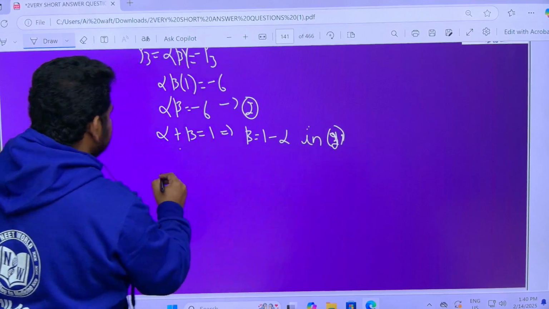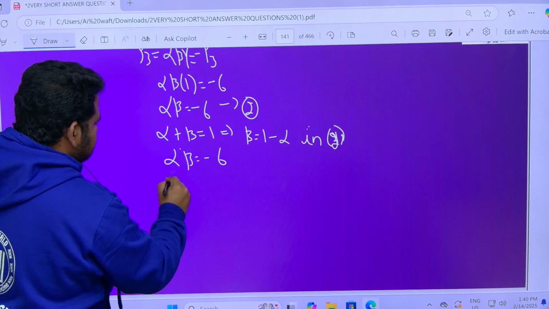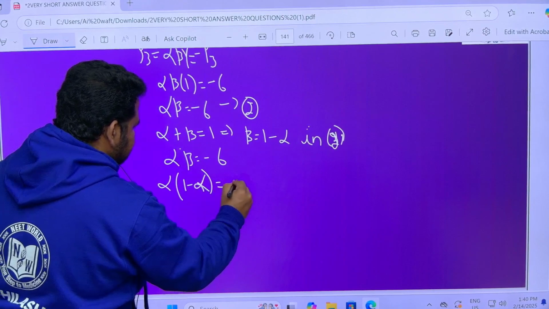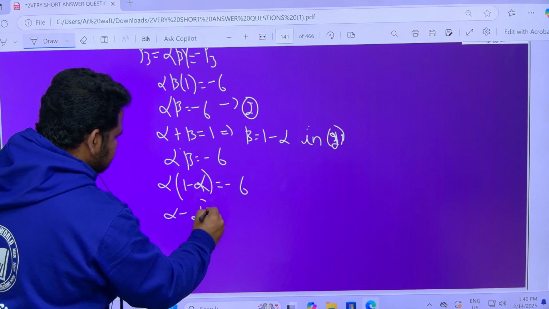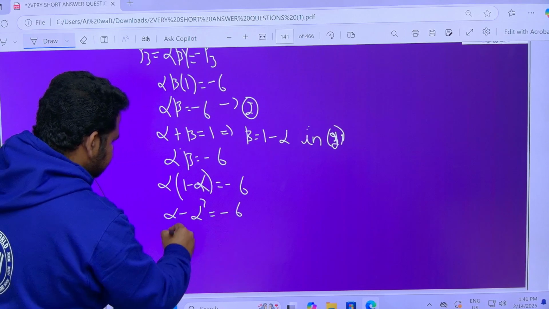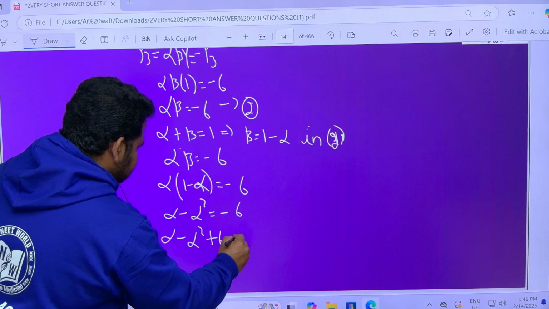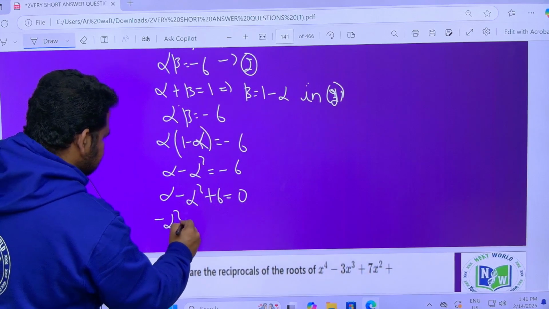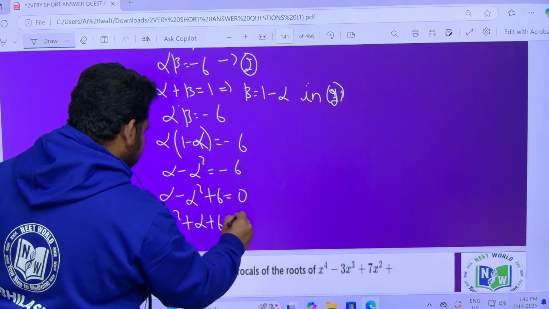So this will become, friends, alpha beta, which we have as minus 6. Alpha is alpha only, and beta is 1 minus alpha, so that is equal to minus 6. If I multiply, alpha into 1 is alpha, alpha into alpha is alpha square, equal to minus 6. If I bring it to this side, alpha minus alpha square plus 6 is equal to 0. So minus alpha square plus alpha plus 6 is equal to 0.